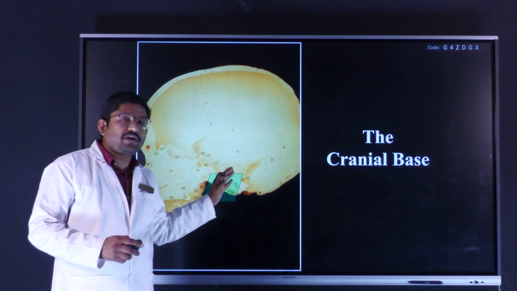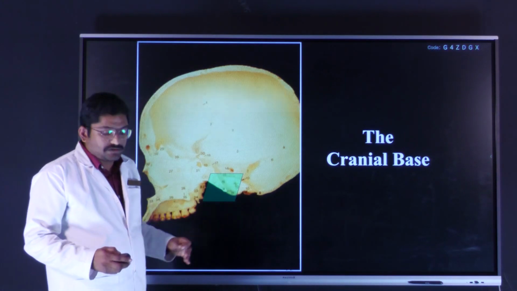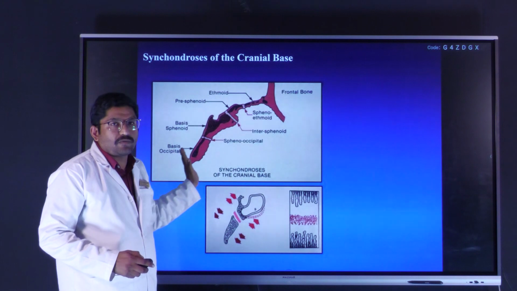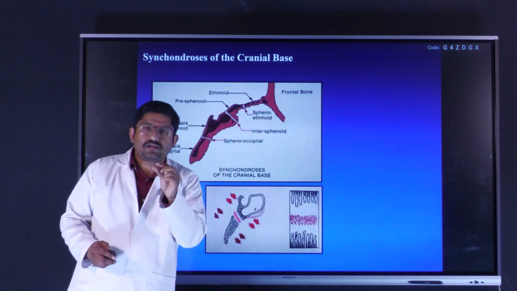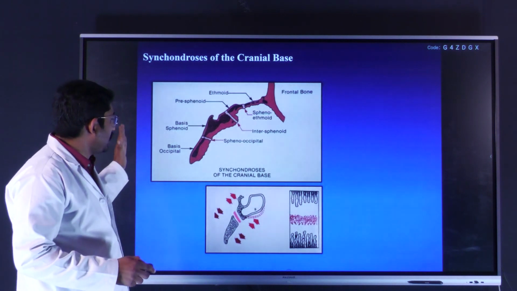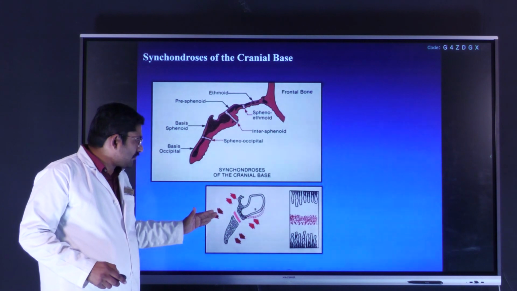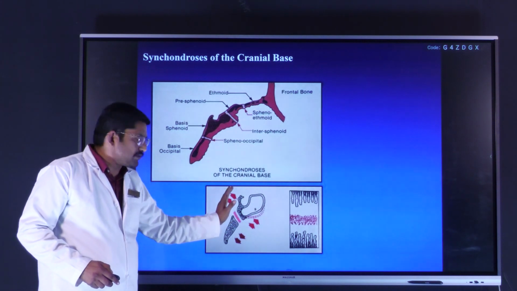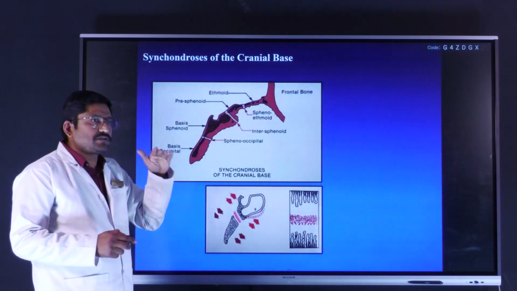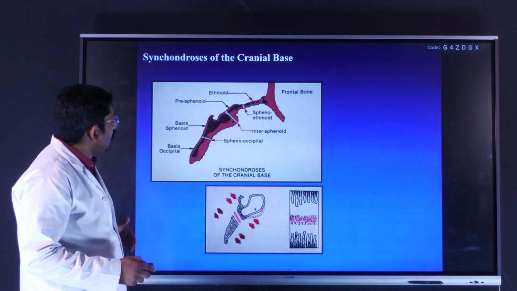Now we are going to the cranial base. What is the most important structure in the cranial base? The cranial base has wonderful bidirectionally growing cartilaginous substances at 3 to 4 regions. They are called the synchondroses of the cranial base. This picture shows you the bidirectional nature of the growth happening. This is the cartilage which is growing in both directions, making the anterior cranial fossa, middle cranial fossa and the posterior cranial fossa.